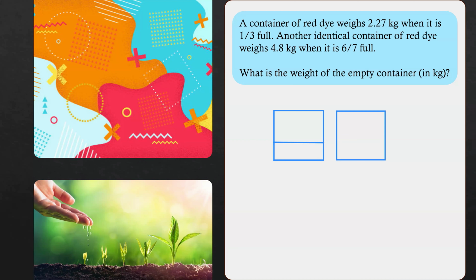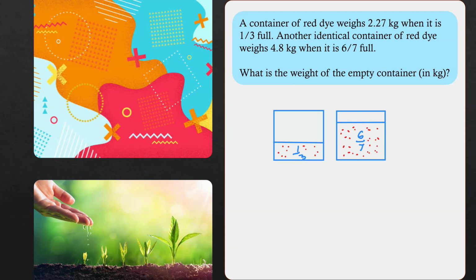Now the other one is supposed to be 6 out of 7 full. So I'm going to draw the line. I don't have to be completely accurate. Okay, so I'm going to write down, that is 1/3, and this is 6 out of 7. Okay, so they are filled with red dye, I'm sorry. All right.